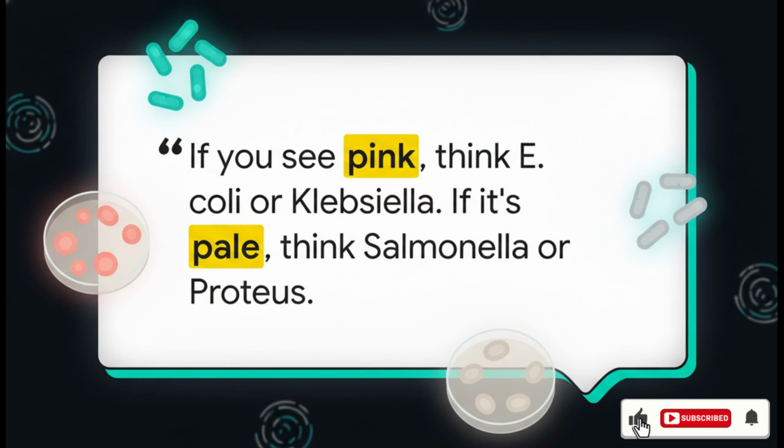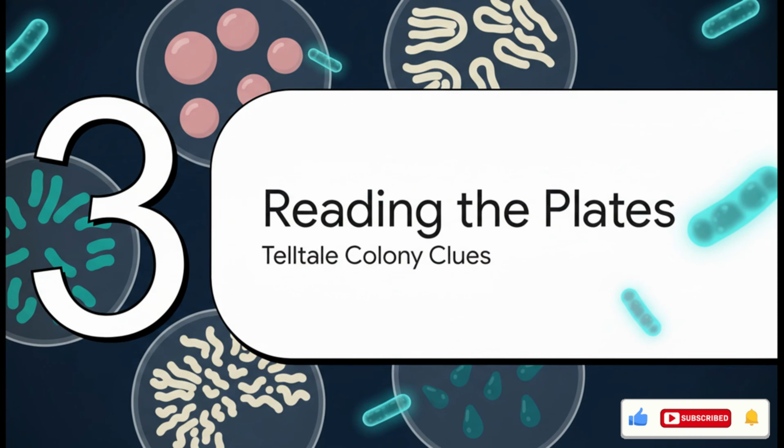When you see pink on that MacConkey plate, your mind should immediately jump to the big lactose fermenters like E. coli and Klebsiella. If those colonies are pale, you should start thinking about important non-fermenters like Salmonella and Proteus. So color gives us a huge clue. But beyond just the color, we can actually get more information just by looking at how the bacteria are growing on the plate.